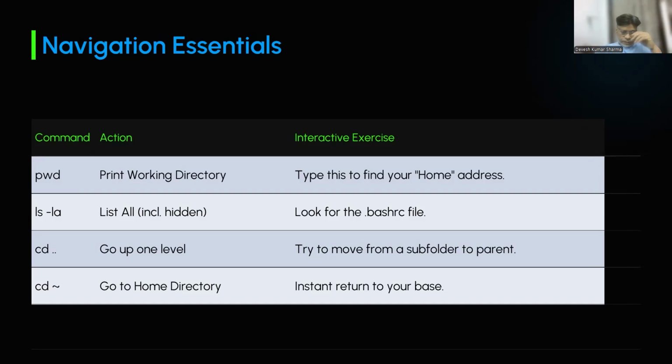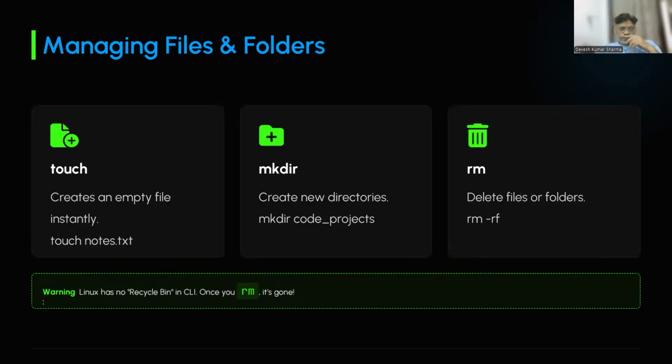Now see, if you want to manage your files along with some folders, you have certain commands. A few of them we have listed over there. First is the touch command. It simply creates an empty file instantly. Suppose you want to create a text file named xyz. You will write touch xyz.txt. It will create a txt file.